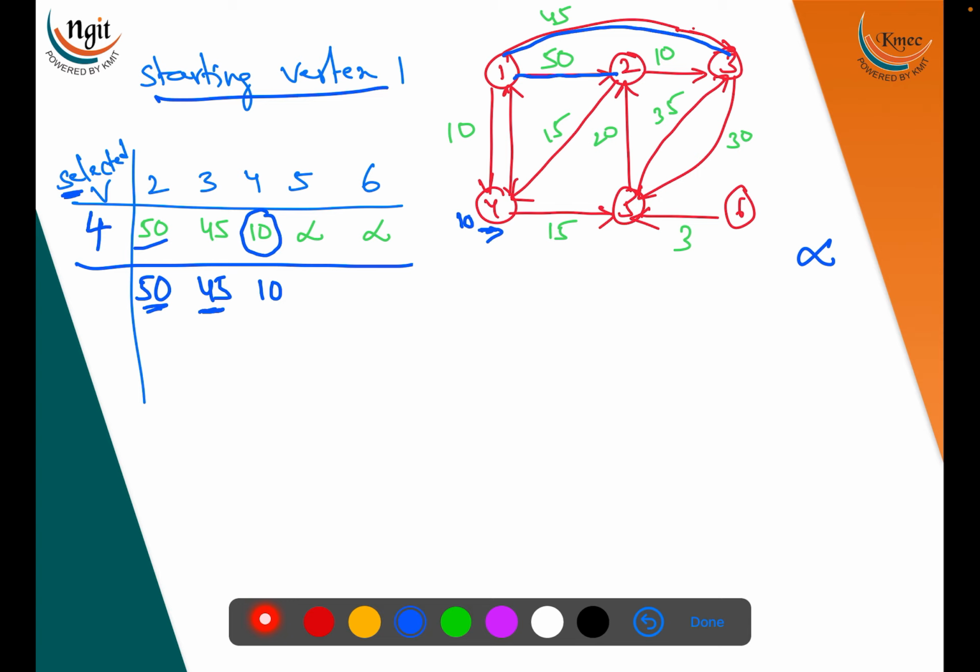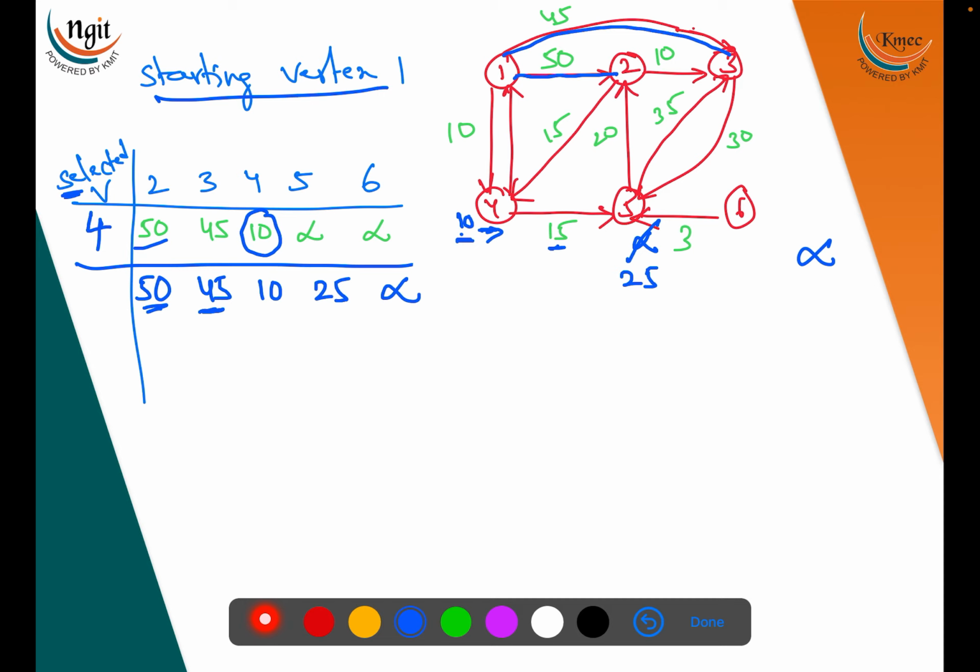And 4 to 5, what is the edge? If you travel directly you don't have any path, but you can take the help of vertex 4. That means 10 is here, 15 is here. Basically it is infinite, but if you compare with 10 plus 15, it is 25. So I am writing 25. Now again it is infinite.